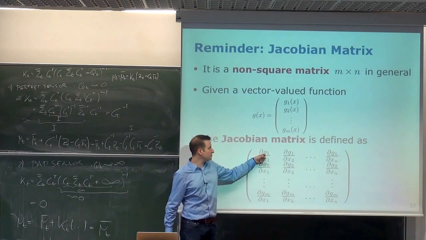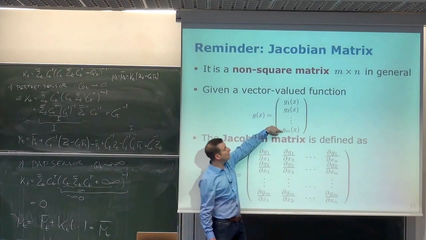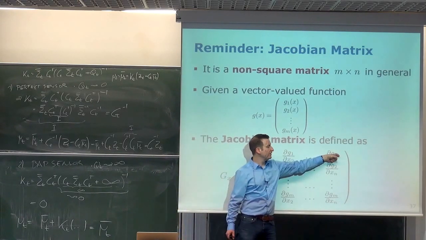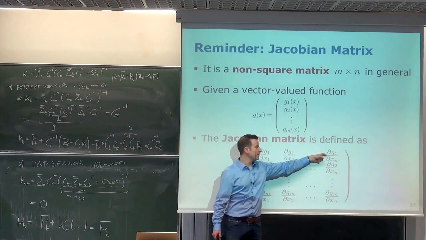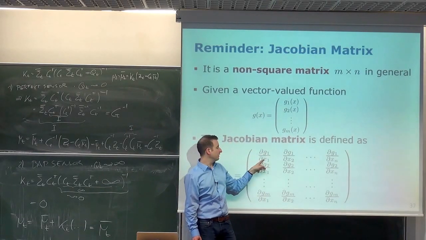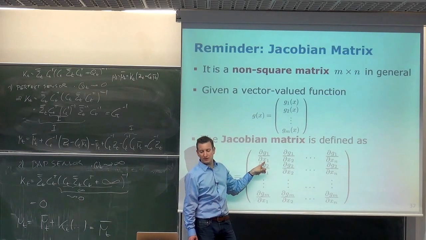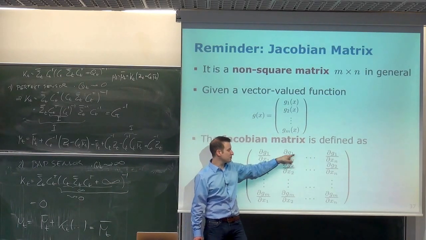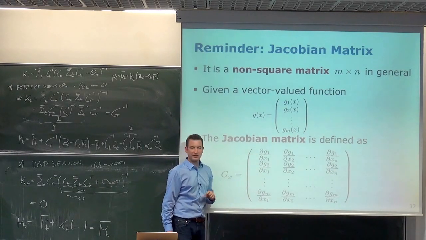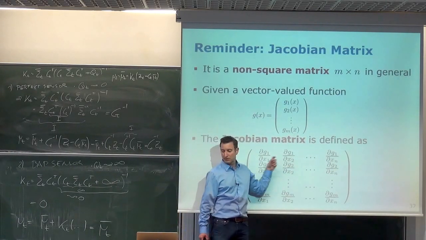So the first dimension of the function g, if this is my vector-valued function, is what you see in the first row over here: it is always the first dimension of this function derived with respect to the first dimension of my x, the second dimension of x, up to the nth dimension of x. And then we do this for every dimension of that function. And this is my Jacobian.